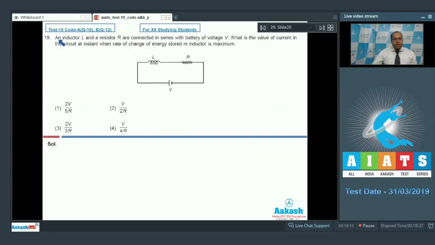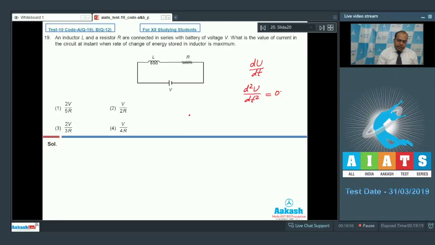In question number 19, an inductor L and a resistor R are connected in series with a battery of voltage V. What is the value of current in the circuit at the instant when the rate of change of energy stored in the inductor is maximum? So we have to find the maximum of dU by dt. We have to find d square U by dt square and put it equal to 0 in order to get the maxima of dU by dt.